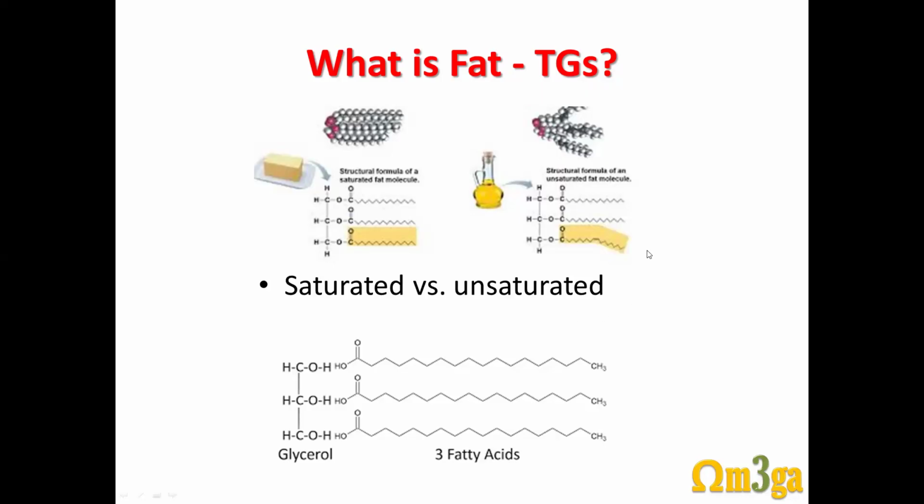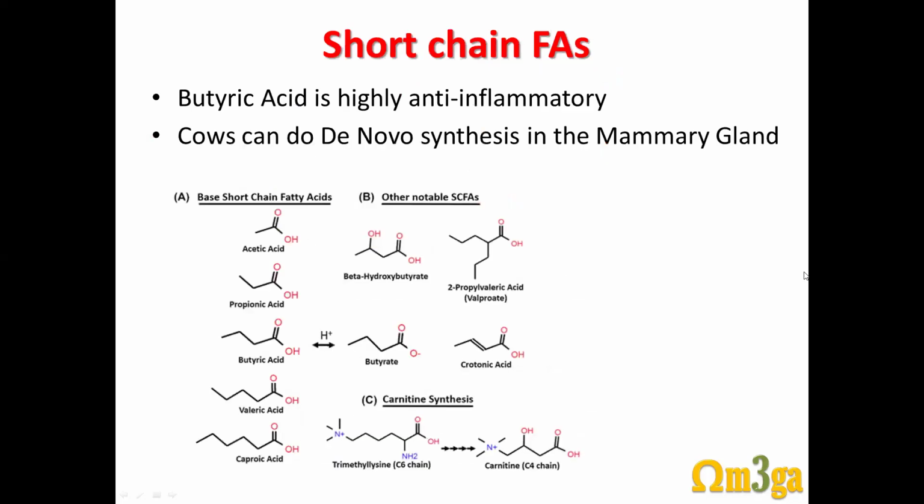When you introduce a double bond, you make oil because it becomes more liquid. You can see here the molecule is a lot more flexible, and it makes your membranes more flexible. I'll talk about that in a second. So that's basically saturated versus unsaturated. You guys know all of that.